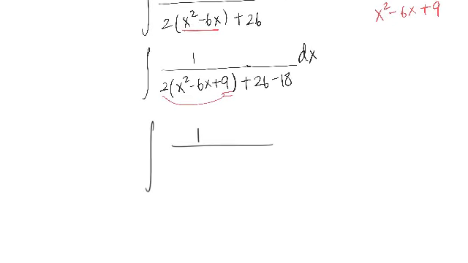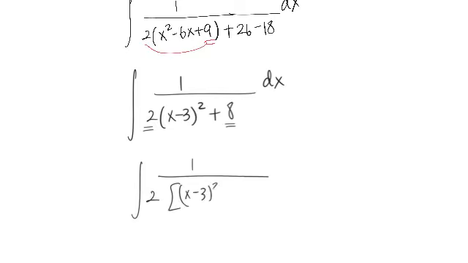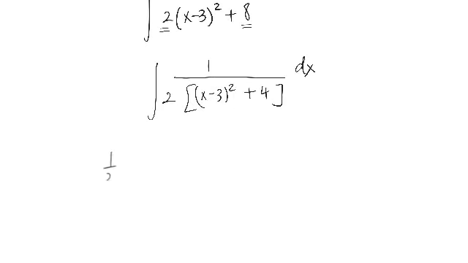So now I have a perfect square trinomial here, and outside I have 26 minus 18, which is 8. Okay, now at this point, in this particular one, you can see there's a 2 here and an 8 here, right? So I could just pull out a factor of 2 and write this as 2 times (x minus 3) squared plus 4, which means I can bring a 1/2 out of the integral, so I might do that, and then I'm looking at this integral.